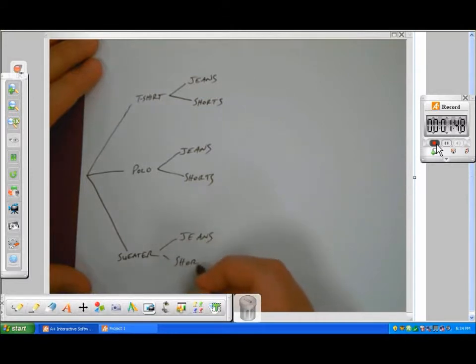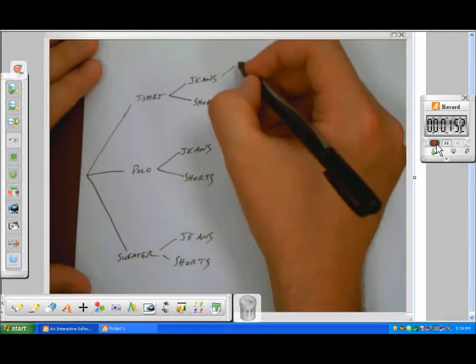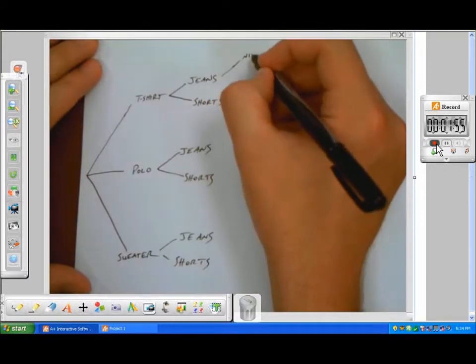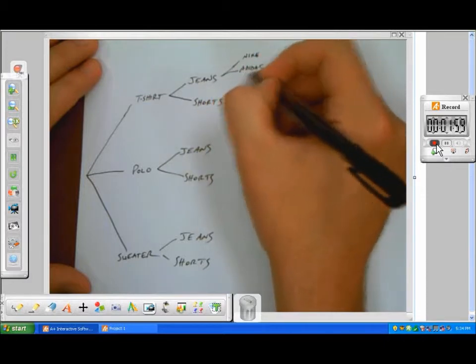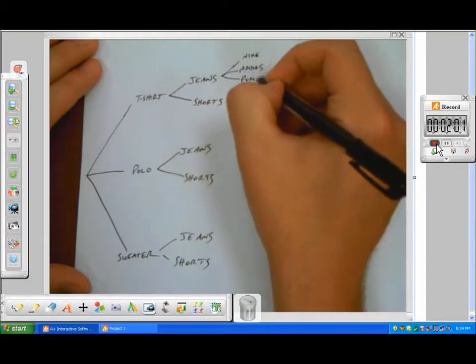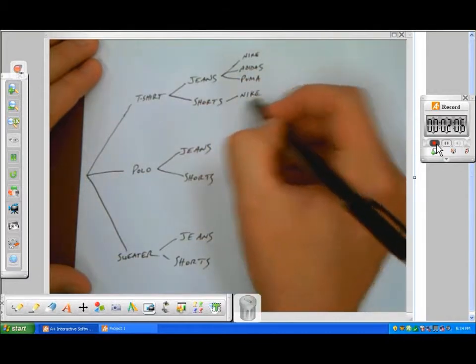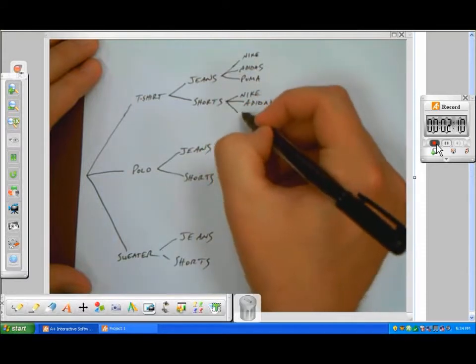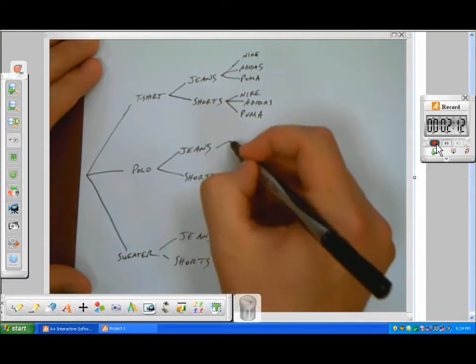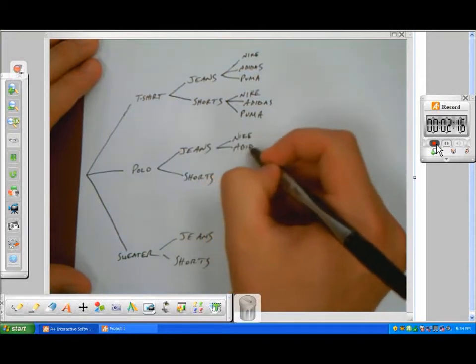Finally, we've got to pick the shoes. You'd have to pick from your Nikes, Adidas, Puma, and each of these are going to have the same shoe options. So all we do is we list out each of the shoe options for each of the outfits.